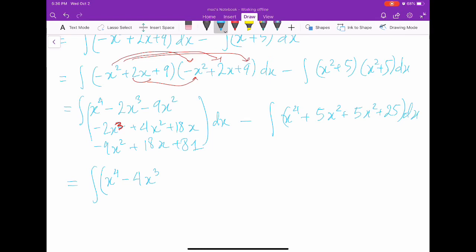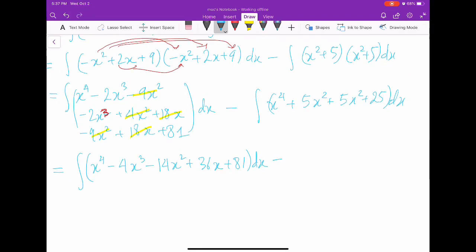So how about x squared? So x squared have negative 9x squared, 4x squared, and then negative 9x squared. So basically I have negative 14x squared, right? Minus 14x squared, and then how about x? So I have 18x in here, 18x in here. That means 36x, and then plus 81 dx.